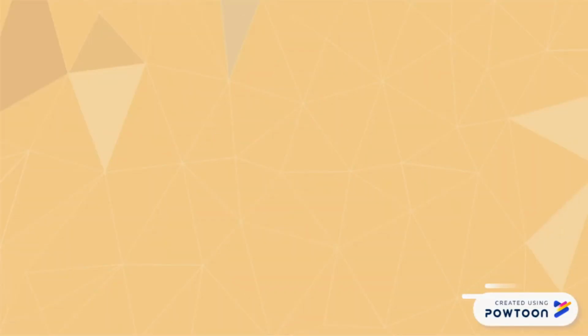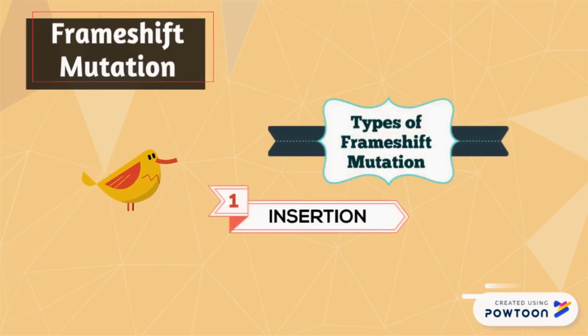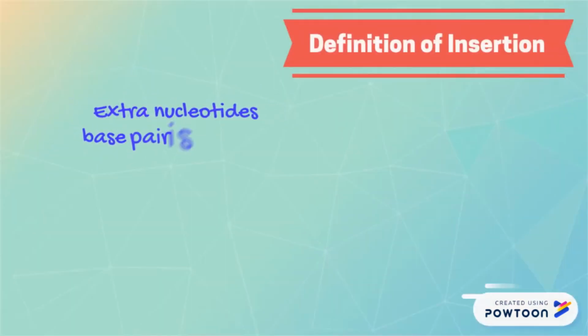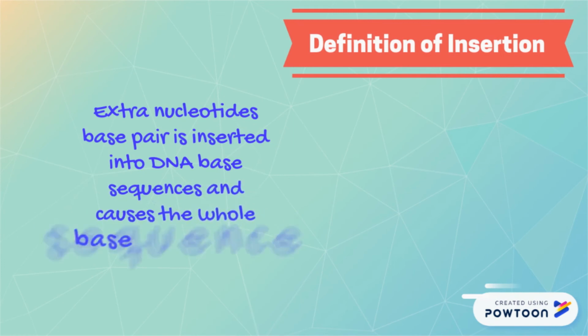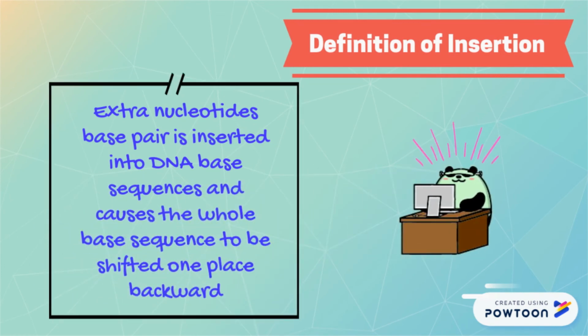Other than point mutation, there is frameshift mutation. There are two types of frameshift mutation: insertion and deletion. For insertion, an extra nucleotide base is inserted into the DNA base sequence, and this causes the whole base sequence after the insertion point to be shifted one place backward.